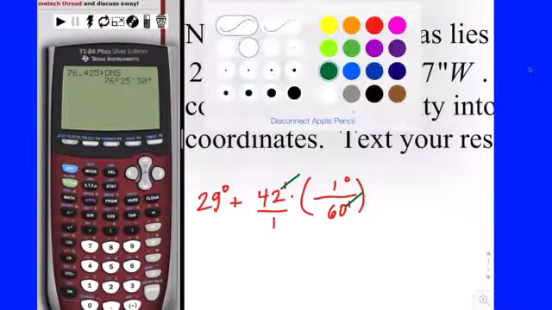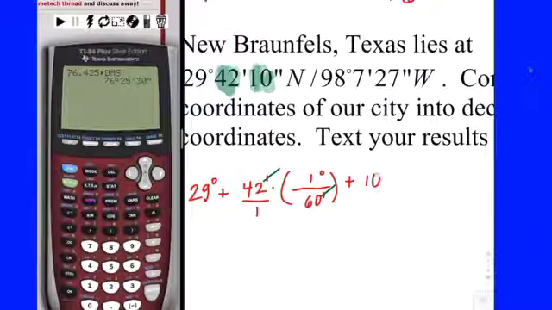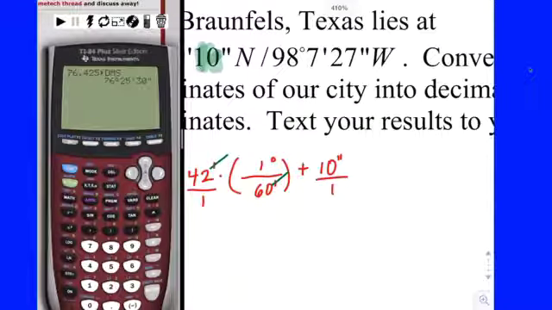But we can immediately add on the other part. I have 10 seconds. And so just like trying to figure out what fraction of an hour 10 seconds is, trying to figure out what fraction of a degree 10 seconds is, I need to convert that. So let's multiply by a fraction equivalent to 1. So I want seconds to divide out, so I need to put it in the bottom.